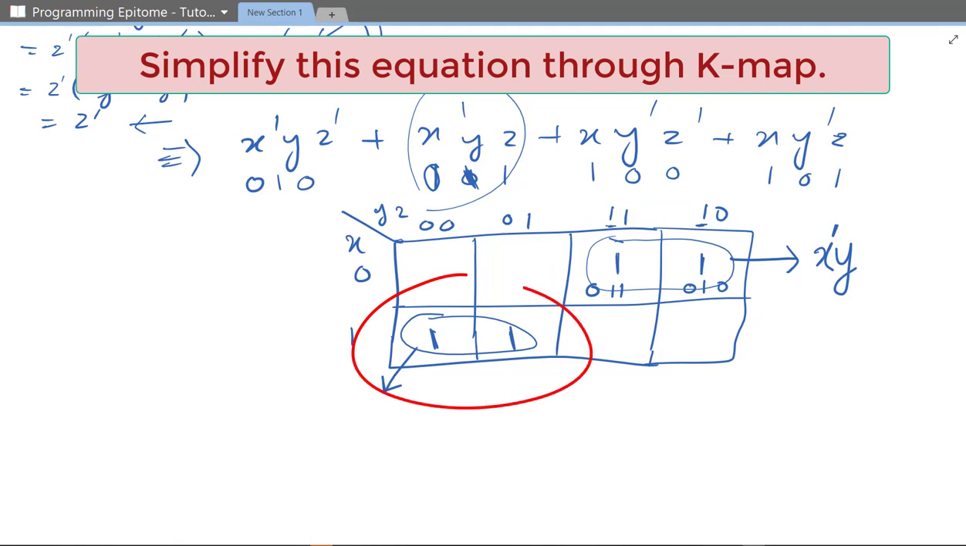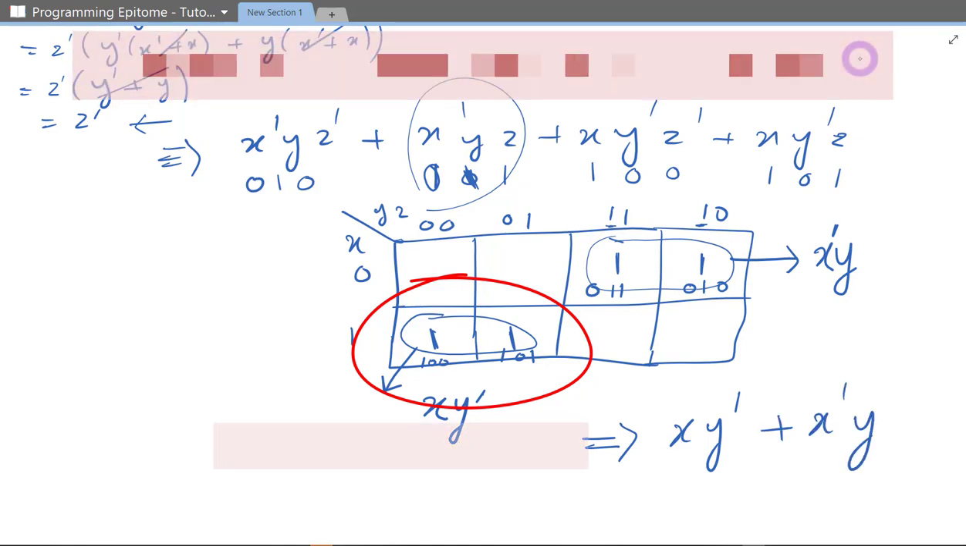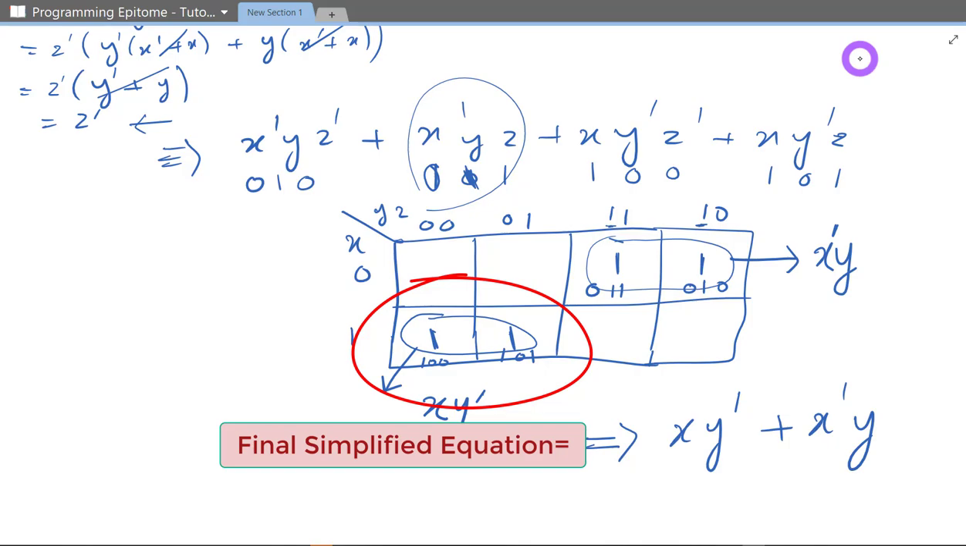And here we will see what did not change. So 1 0 0 and 1 0 1. We can clearly see that x and y did not change, and z changed. Since y did not change, we will write y, and y is 0, so y prime. So the final solved equation is xy' + x'y. I hope that was helpful. Do let me know if you have any questions.